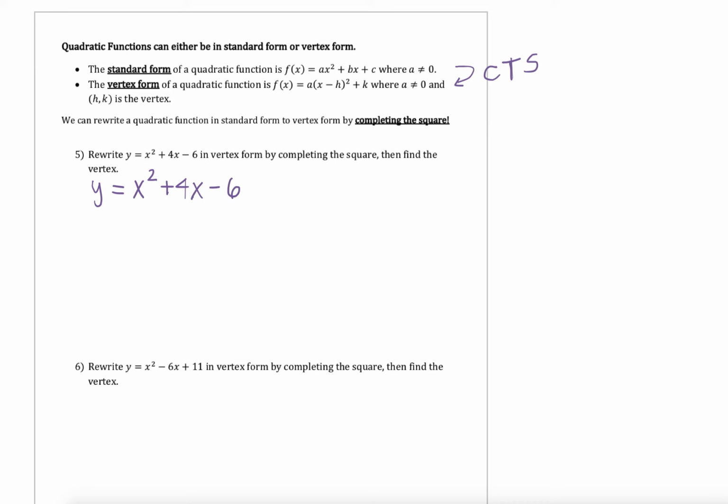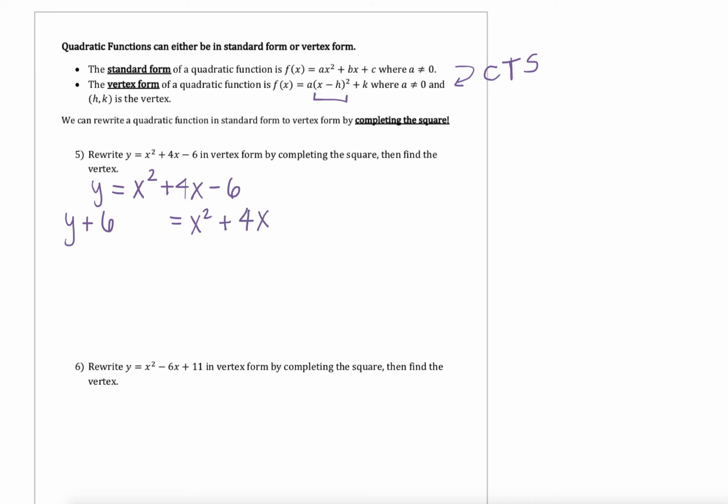So right now we are in standard form. To get that in vertex form, I would want that number times (x minus h) squared plus the k. So ultimately, by completing the square, I'm able to figure out what this (x minus h) squared is. We're going to do the same couple first steps that we did before. I want to move my constant term to the other side. So this negative 6 is not helping me being able to factor, so I'm going to move that negative 6 to the other side, and I'll get y plus 6 equals the x squared plus 4x.